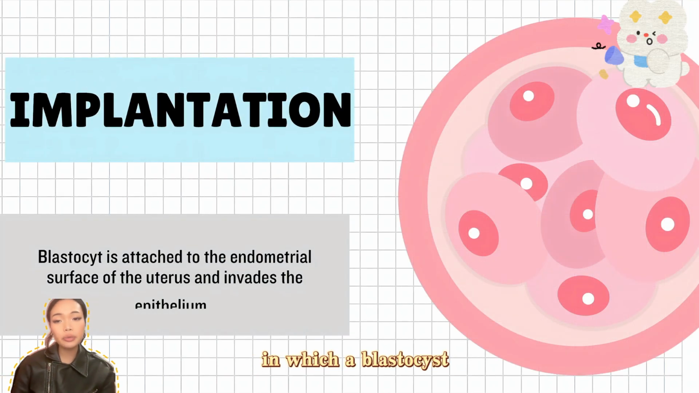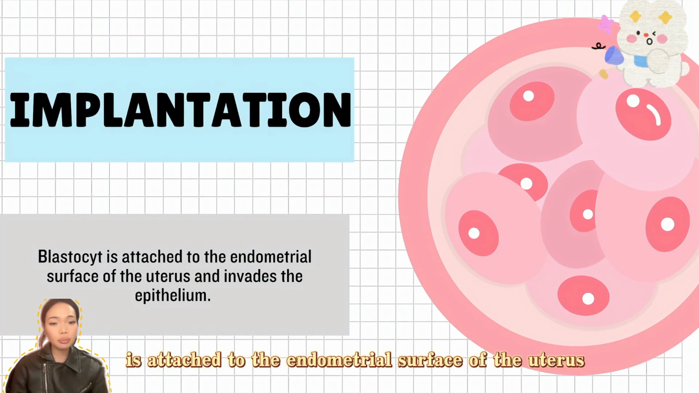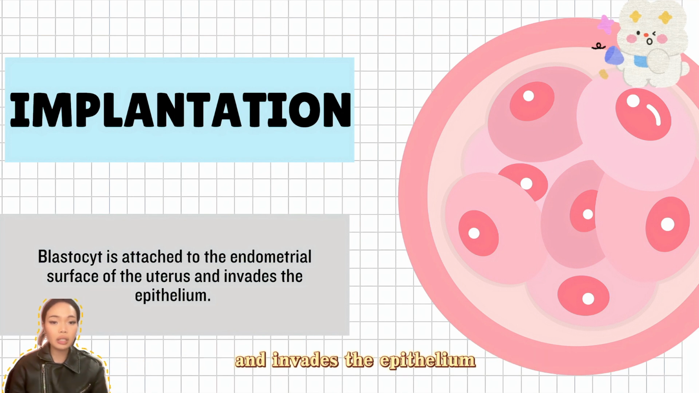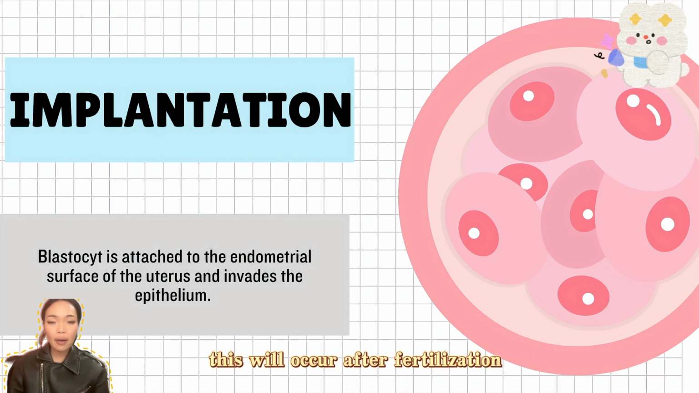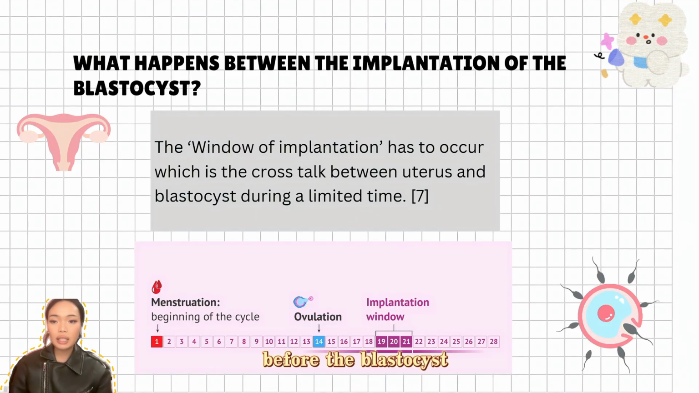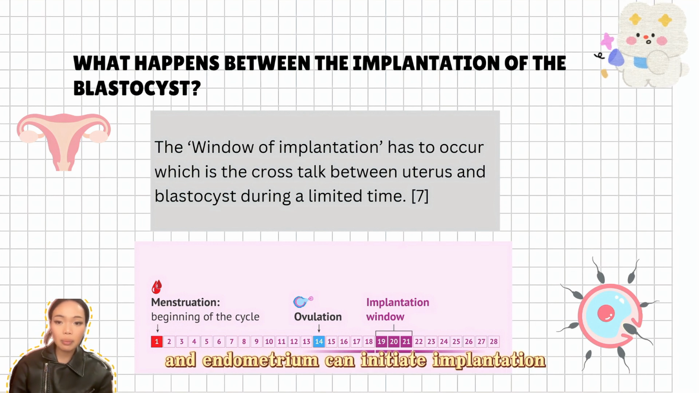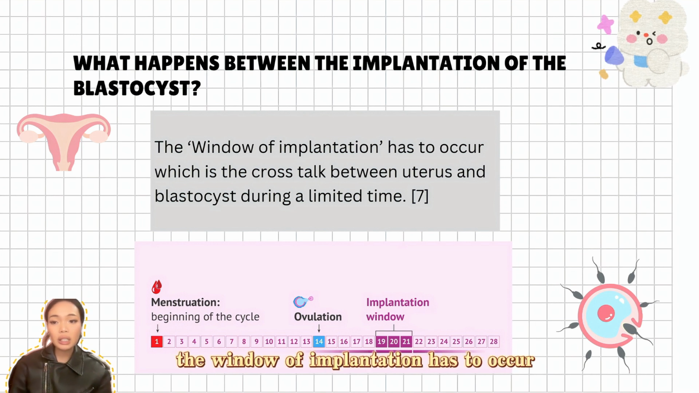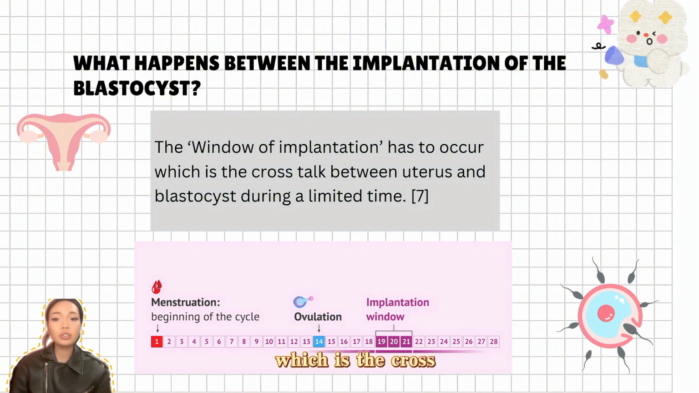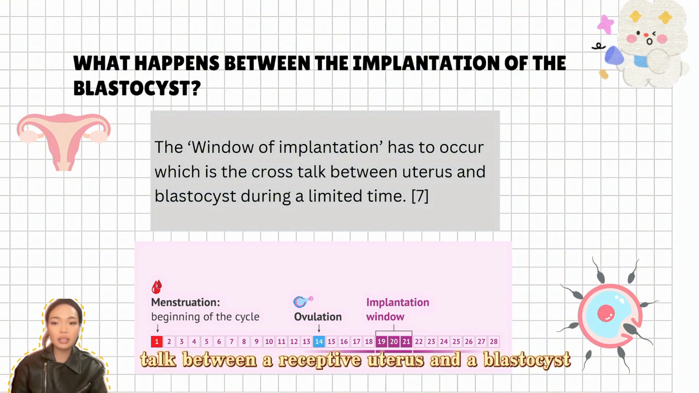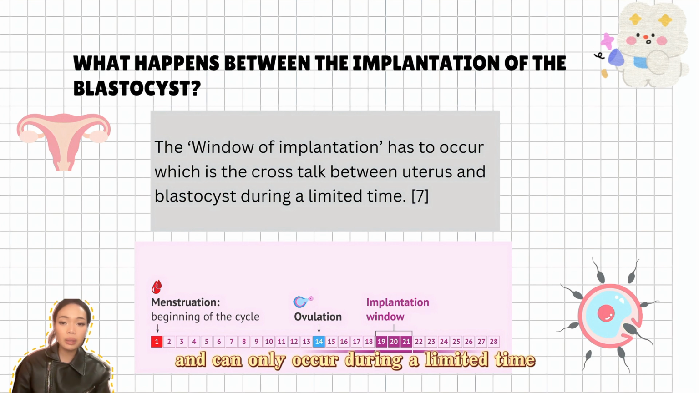Implantation is the process in which a blastocyst is attached to the endometrial surface of the uterus and invades the epithelium. This will occur after fertilization. Before the blastocyst and endometrium can initiate implantation, the window of implantation has to occur, which is the crosstalk between a receptive uterus and a blastocyst, and can only occur during a limited time.